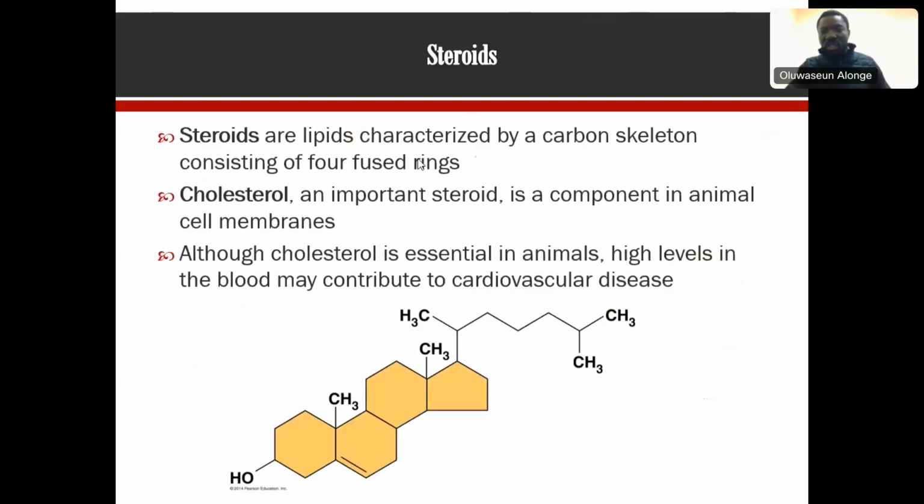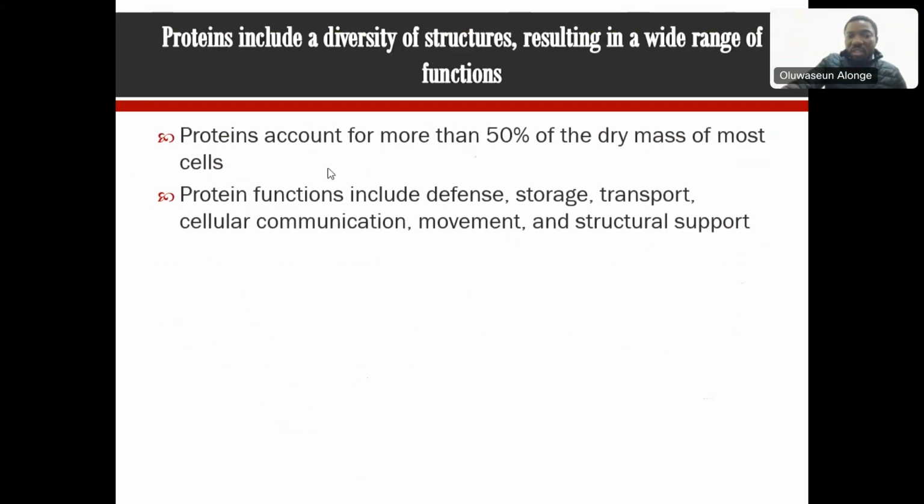Now, we have steroids, which are lipids characterized by a carbon skeleton consisting of four fused carbon rings, which is what you can see here. Then you have cholesterol, which you see in animal membranes as well. All right. Now, let's go ahead and look at proteins.